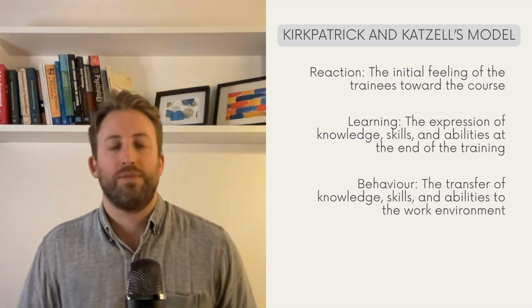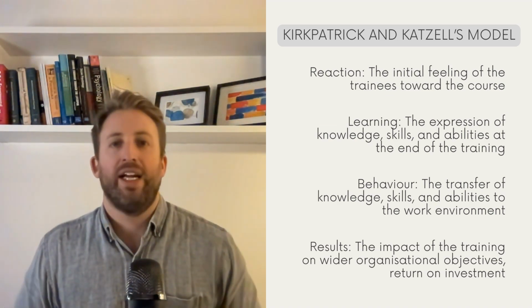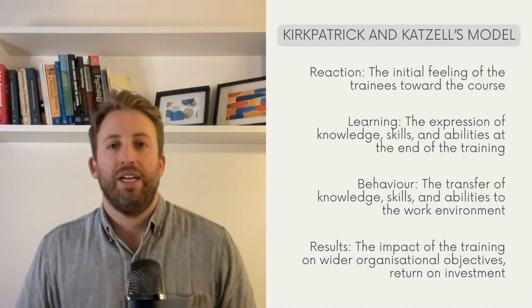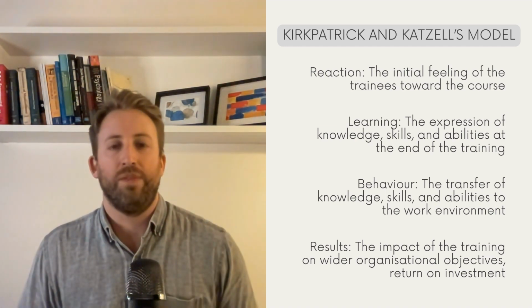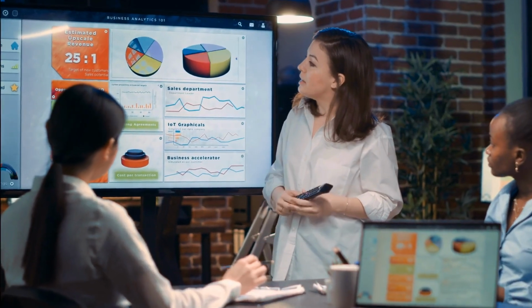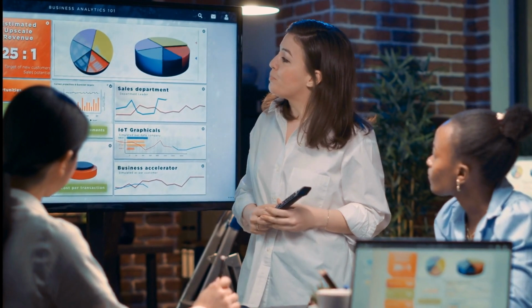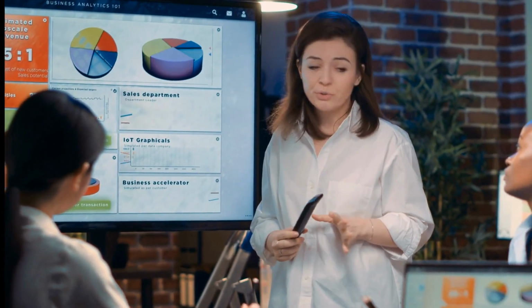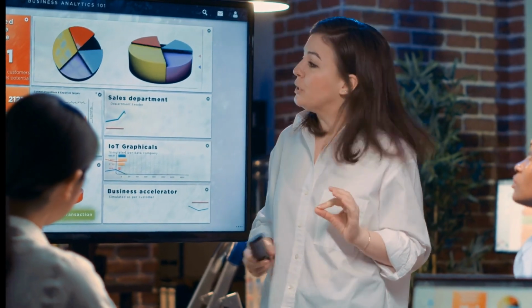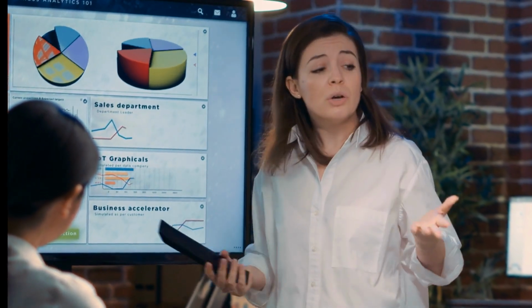training's real impact. The fourth and final level is results, the impact of the training on the wider organization. It's not just about individuals, but the team and the entire organization. Maybe you start noticing a decrease in the average time per call because the team is more efficient with the new system. Customer service complaints drop because issues are resolved faster and more effectively. Maybe a post-training survey shows that 90% of the team feels more confident in handling client complaints.